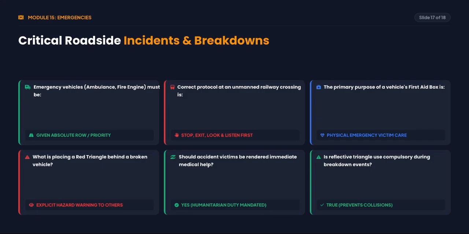Module 15, Critical Roadside Incidents and Breakdowns. Emergency vehicles must be given absolute right of way and priority. Correct protocol at an unmanned railway crossing is that you have to stop, exit, look, and listen first. The primary purpose of a vehicle's first aid box is physical emergency victim care. What is the purpose of placing a red triangle behind a broken vehicle? Explicit hazard warning to others. Should accident victims be rendered immediate medical help? True. Is reflective triangle use compulsory during breakdown events? True.